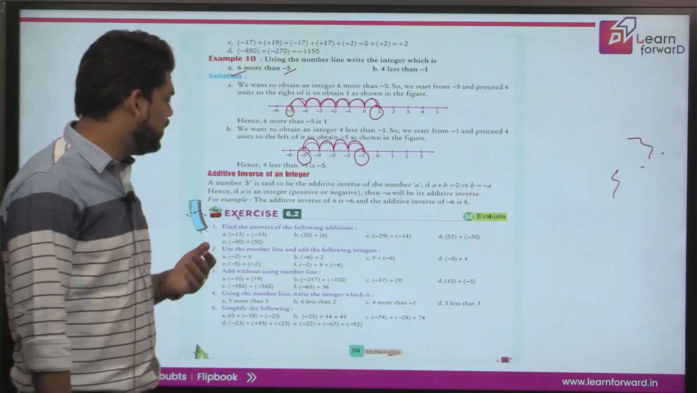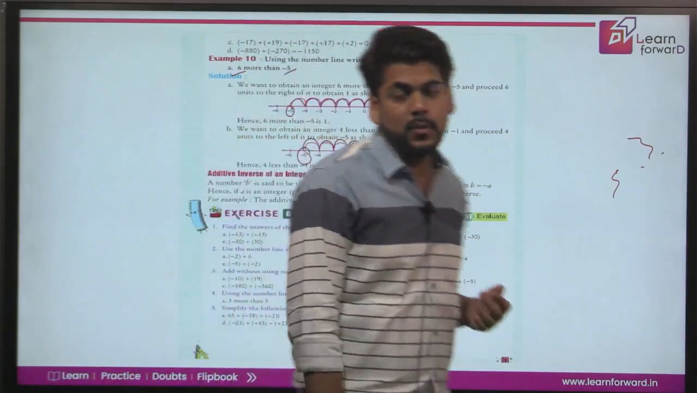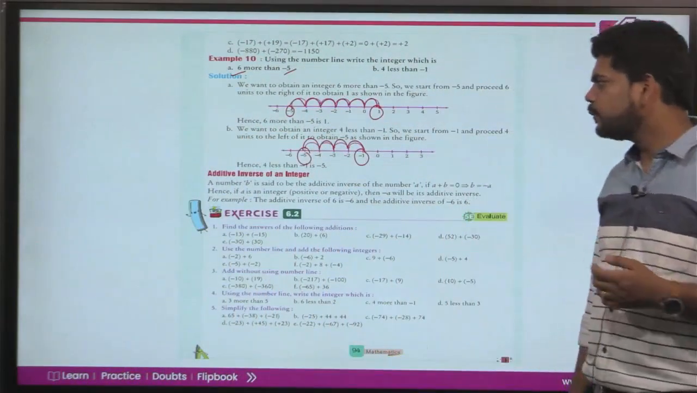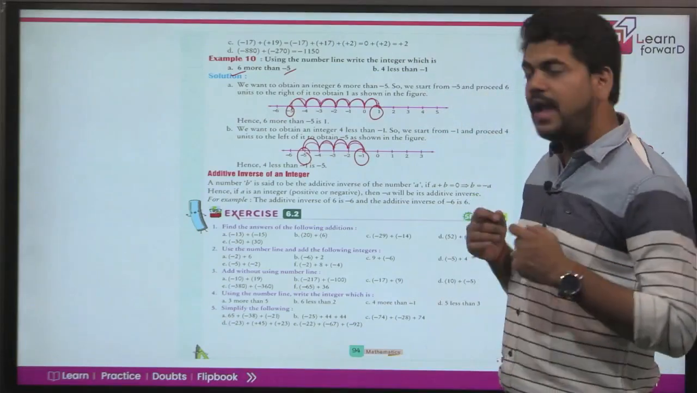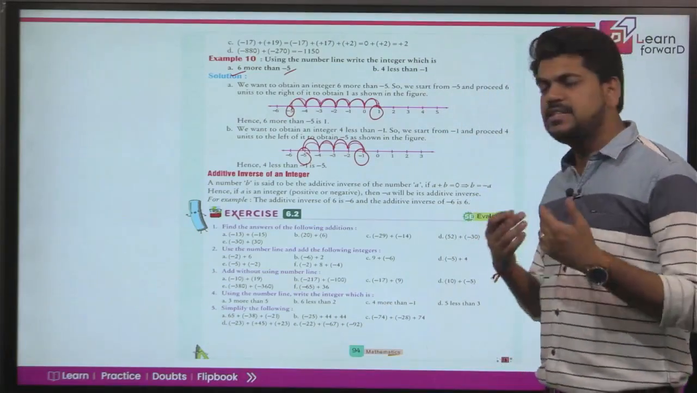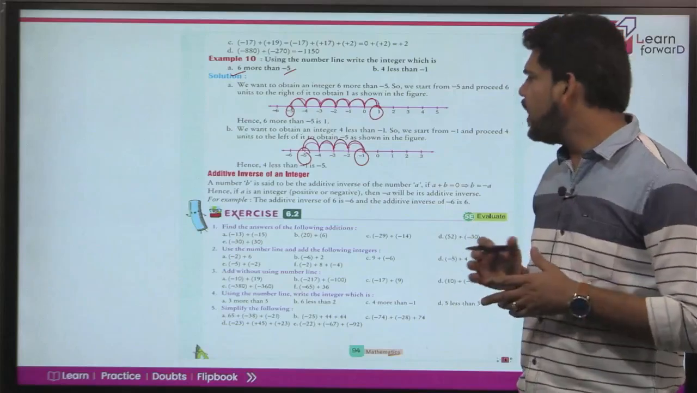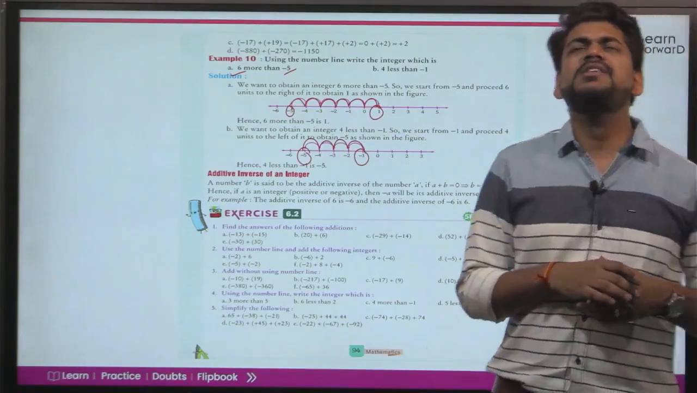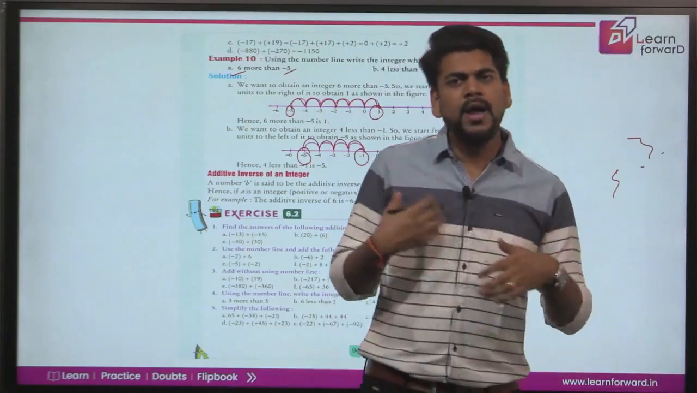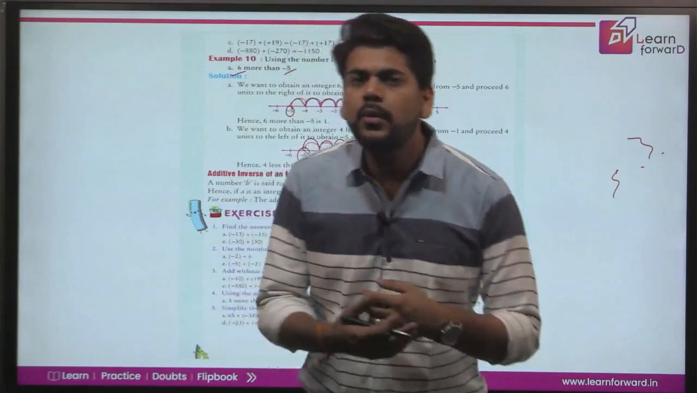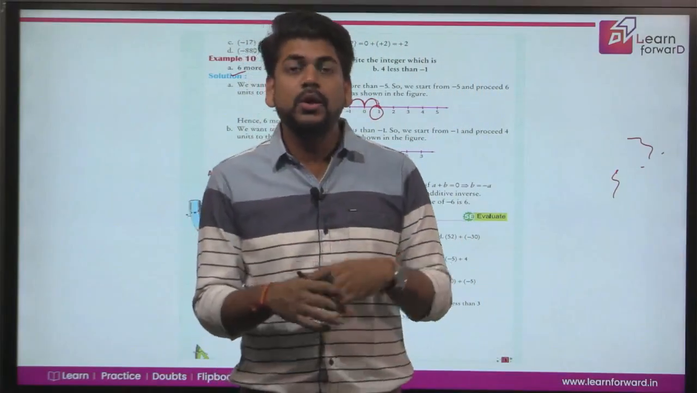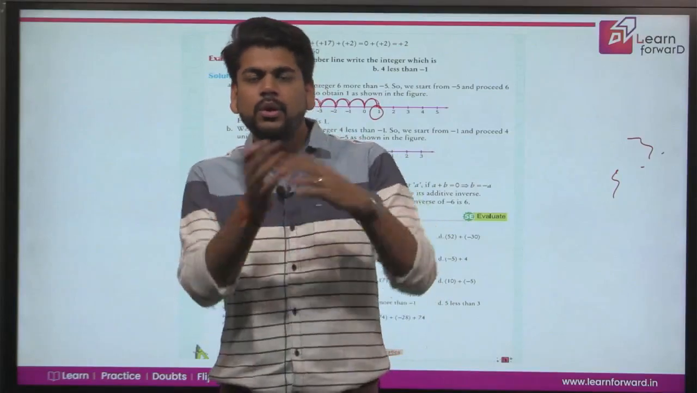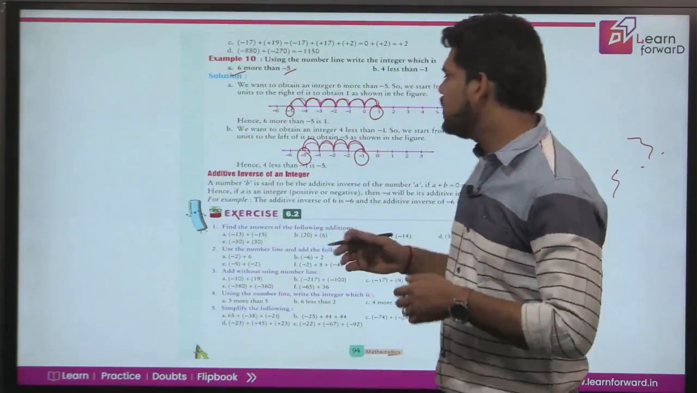Additive inverse of an integer. Now let us understand what is additive inverse. A number b is said to be the additive inverse of the number a if a plus b is 0. In a simple language, if I say inverse, what do you mean by inverse? Inverse means to do the opposite or undo something. Ulta karna, right? When we do ulta of something, we say it's an inverse.